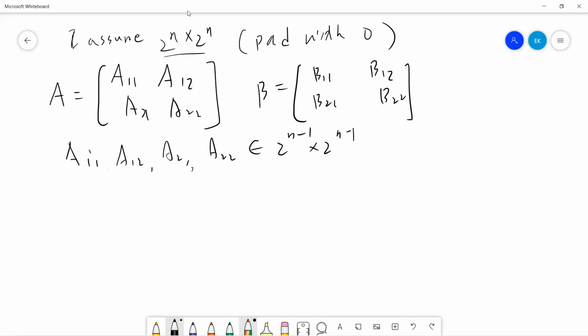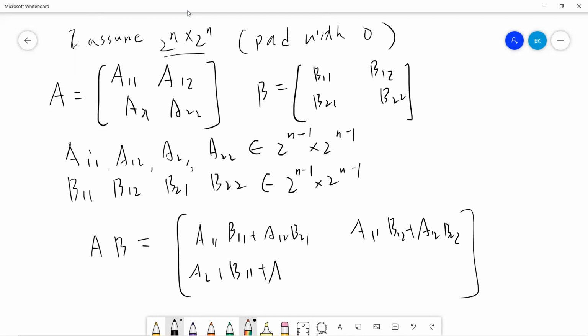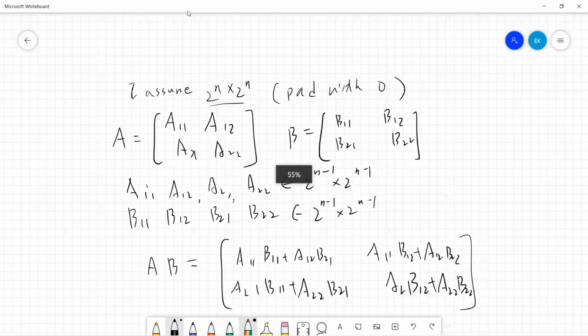Now you can assume that the coefficients are integers, and then you can do the multiplications. You can write down AB as: A11 B11 plus A12 B21, A11 B12 plus A12 B22, A21 B11 plus A22 B21, and A21 B12 plus A22 B22. This is the standard matrix multiplication, so hopefully it's not difficult.